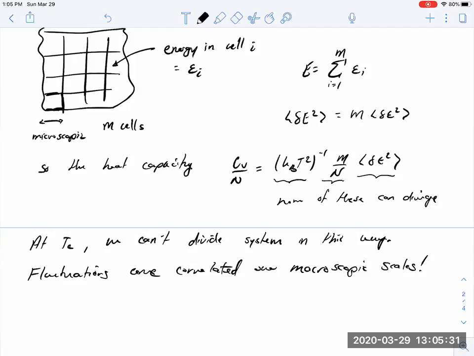It must be the case that each individual cell is so large that its fluctuations contain an infinite number of particles, or its volume contains an infinite number of particles, and if we have an infinite number of particles, then the mean squared fluctuations could indeed be infinite. And that's the only way to have a divergent heat capacity, is if the fluctuations become correlated over such large scales that we can't do this trick of separating out regions that are otherwise independent.